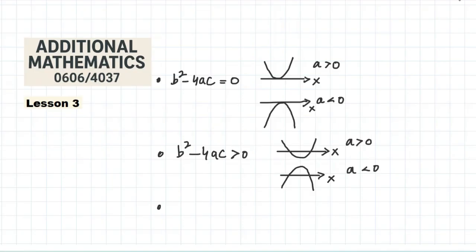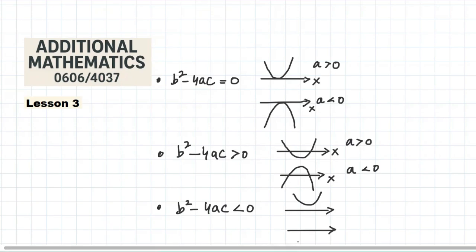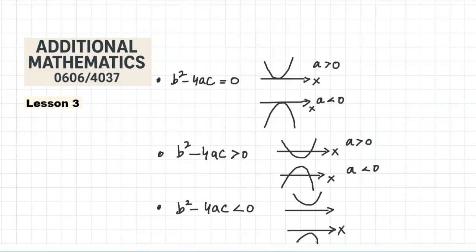And last, if b squared minus 4ac is less than 0, then your curve is either entirely above or entirely below the x-axis, right? Depending on a greater than 0 and a less than 0. So that was the summary of this lesson.